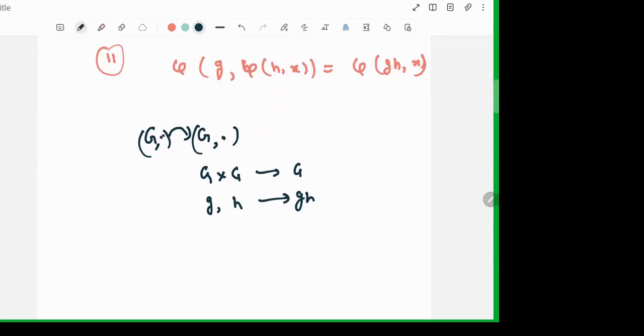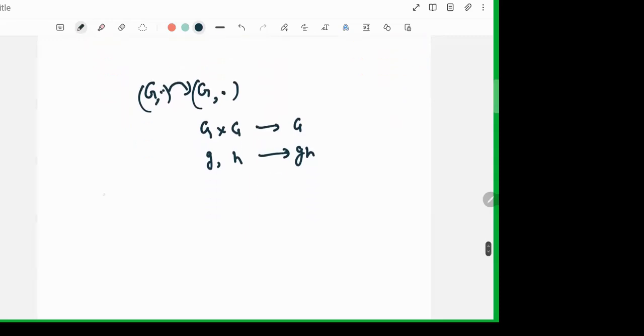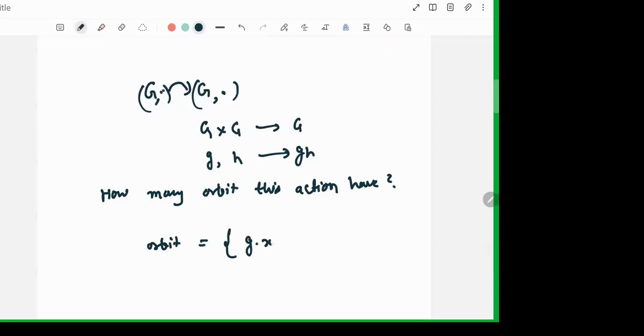So what is the orbit of this action? How many orbits does this action have? Let's start with a basic question. Do you know the definition of orbit, or do I need to give it? The definition is this: {g·x such that g belongs to G}, the collection of all g multiples of x. The orbit of x is all g multiples of x. So how many orbits does this action have?